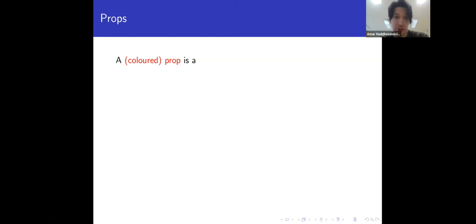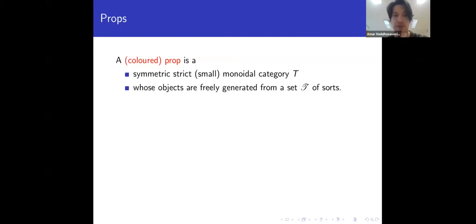So in this talk, a prop will always be a colored prop. And a succinct definition is that a colored prop is a symmetric, strict monoidal category, a small category in particular, whose objects are freely generated from a set of sorts under the monoidal product.